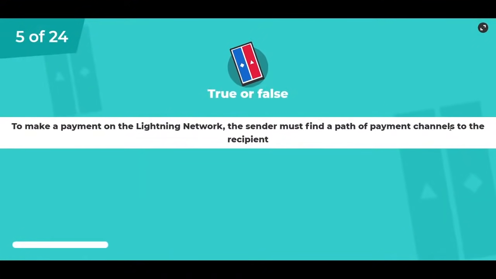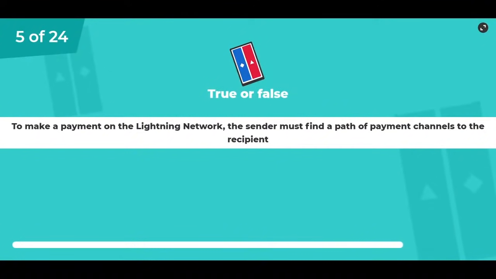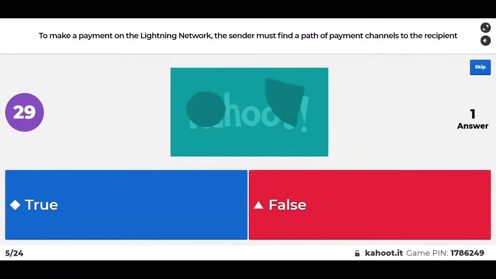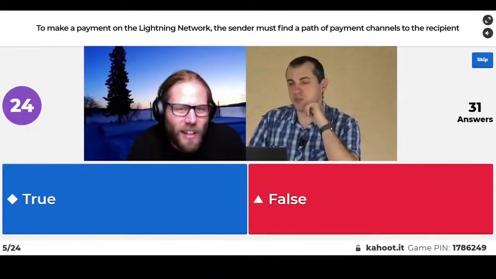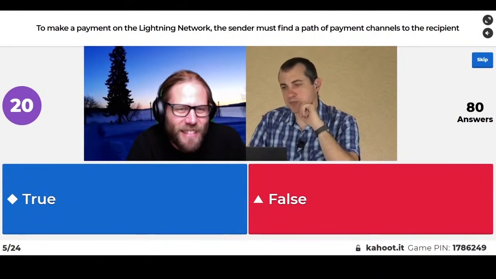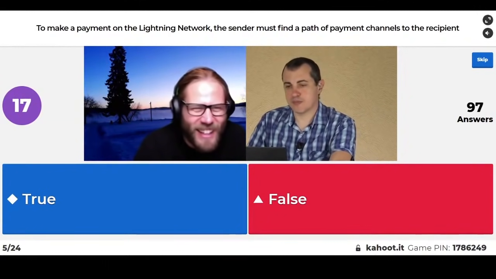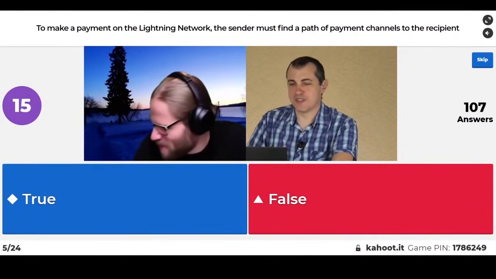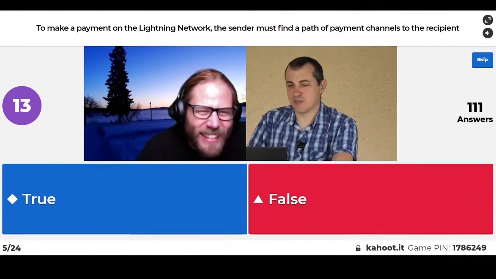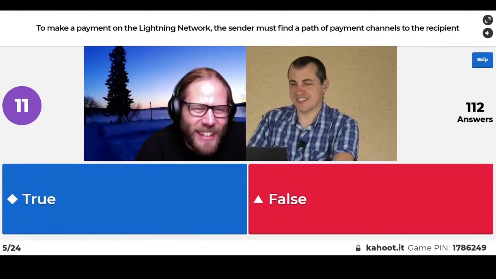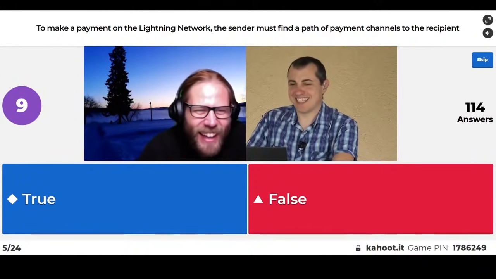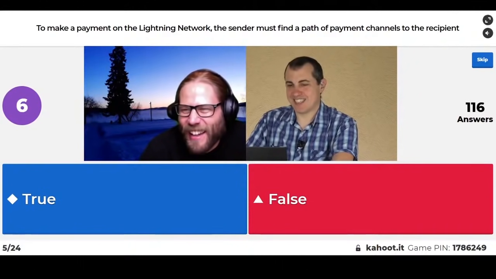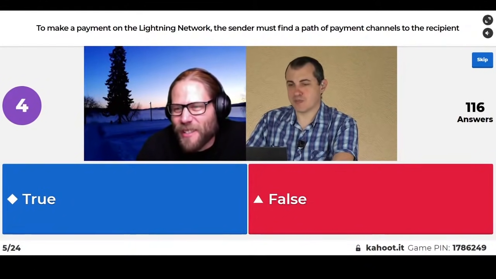True or false? To make a payment on the Lightning Network, the sender must find a path of payment channels to the recipient. Yes, I'm going to read the next question. We have to mix that up. We have a 50-50 chance, that's true.